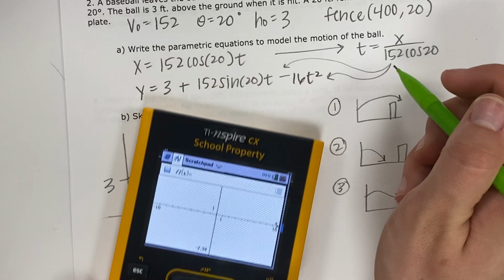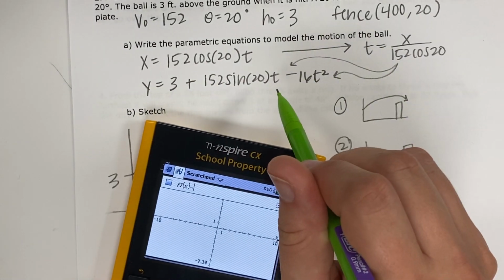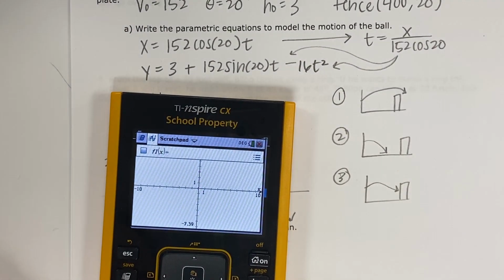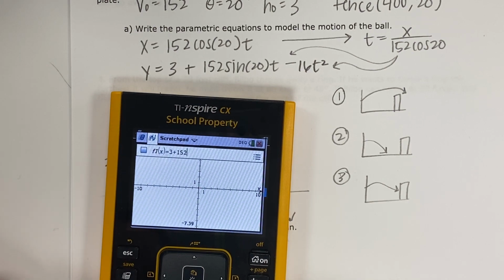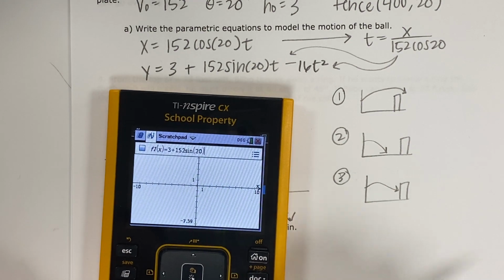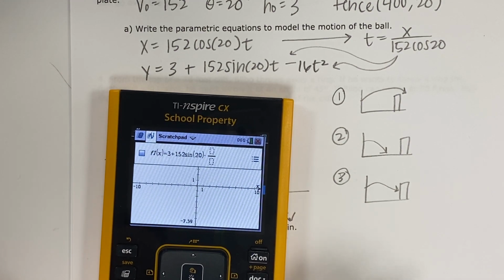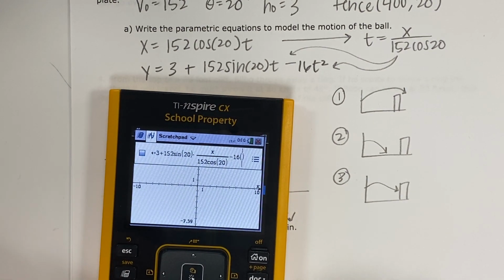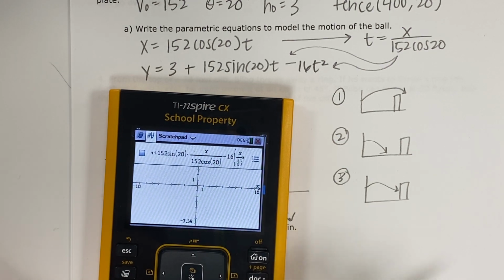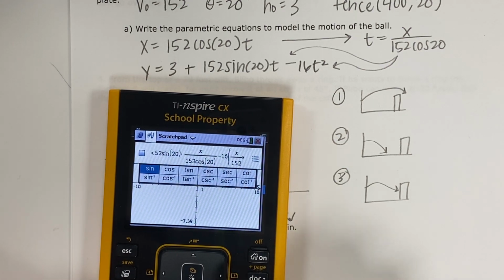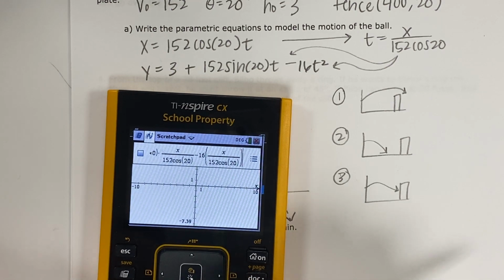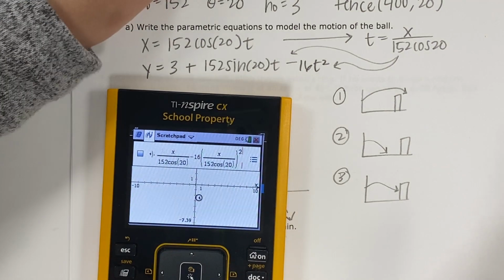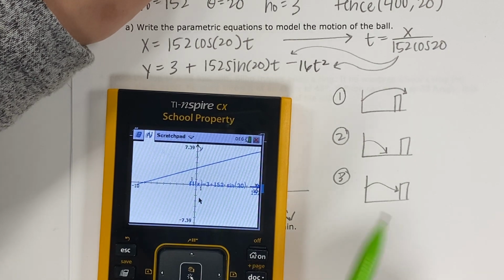And I'm going to graph this y equation, but plug in, remember, our t. So 3 plus sine of 20 times x over 152 cosine 20 minus 16. Use parentheses on this one because you're going to have to square it. Okay, let's zoom on out.